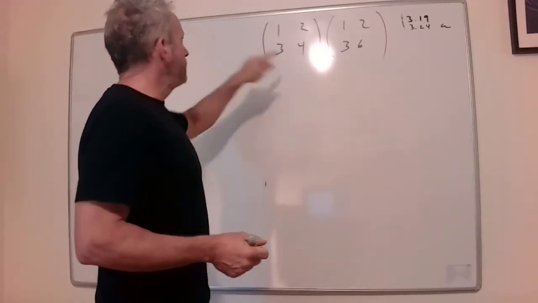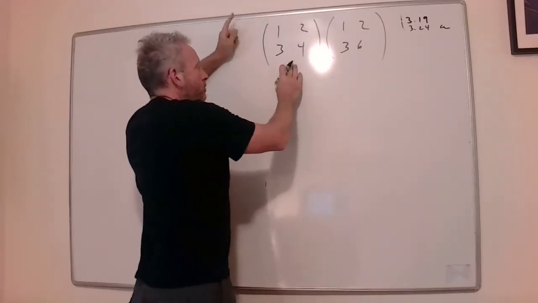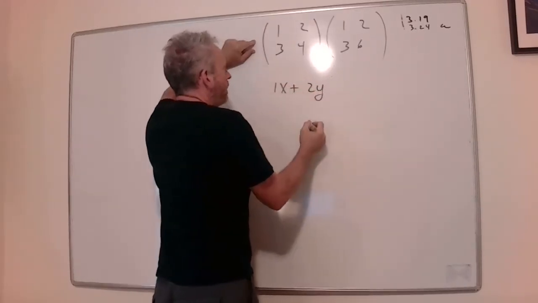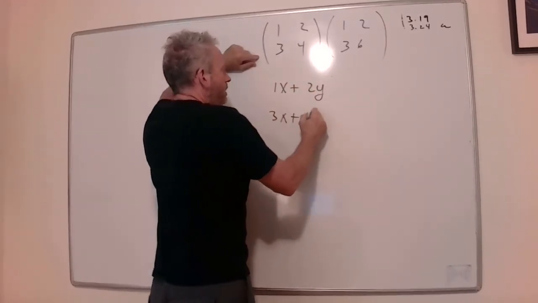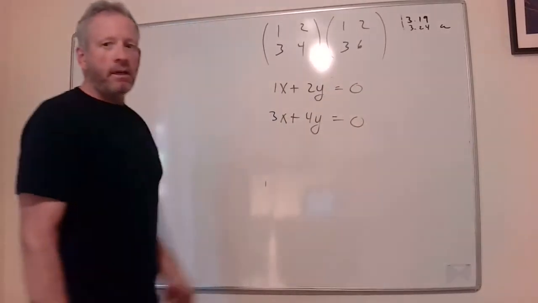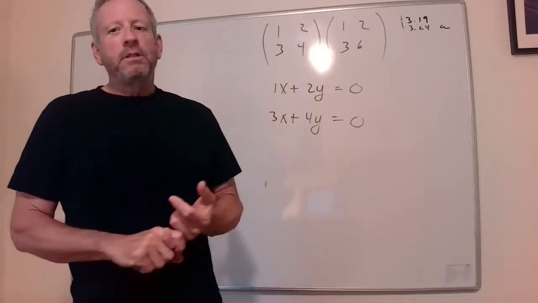Let me just use this one right here. If I think of this one as a matrix of coefficients, what am I thinking of? Well, I'm thinking of 1 times x plus 2 times y and 3 times x plus 4 times y. And homogeneous means we have zeros on the other side. So we say that a matrix is non-singular.